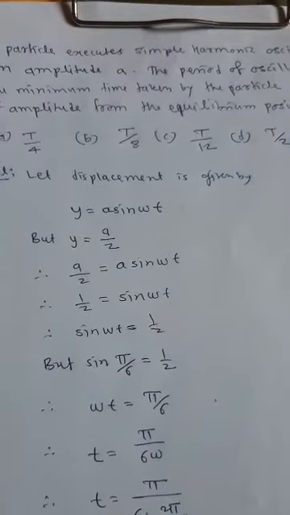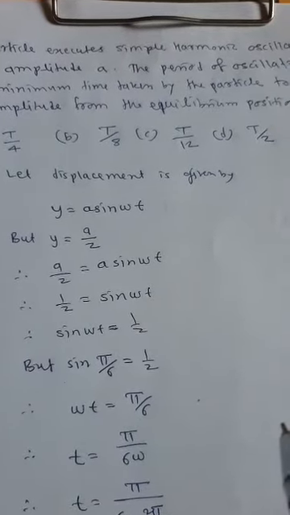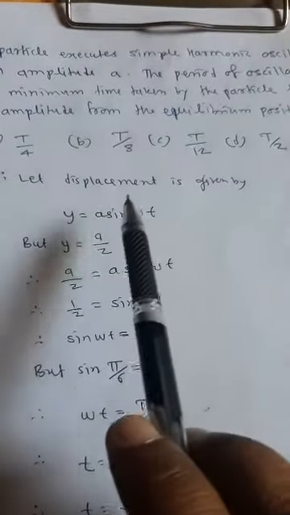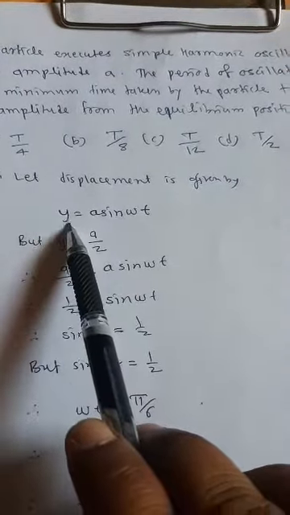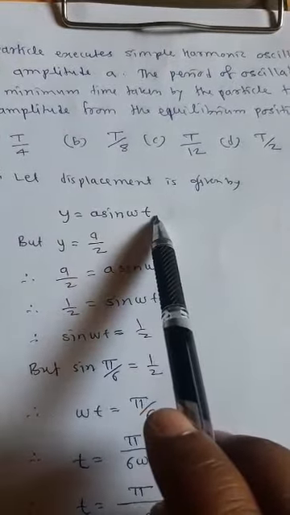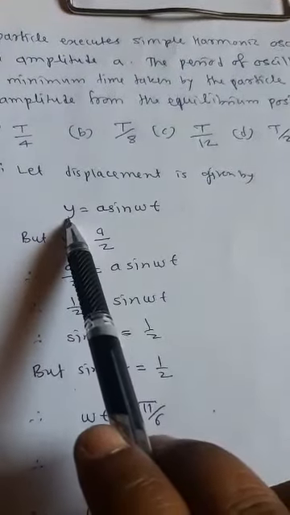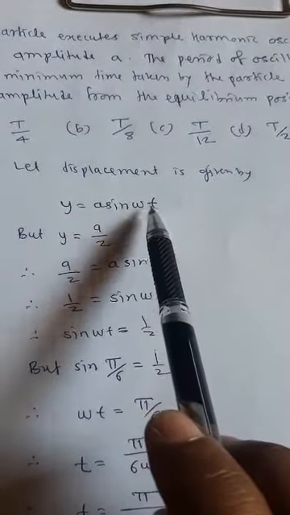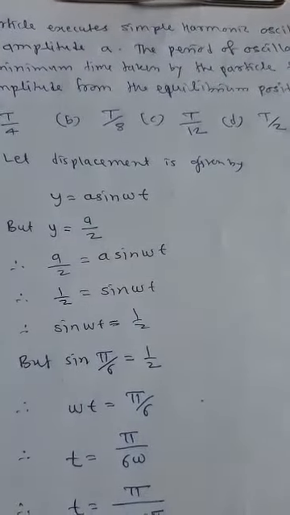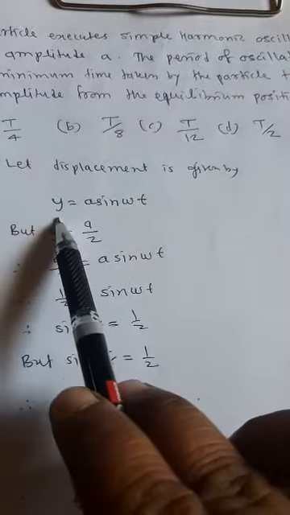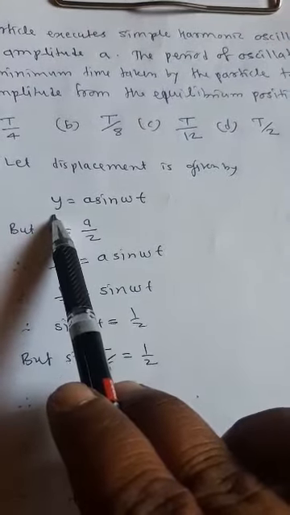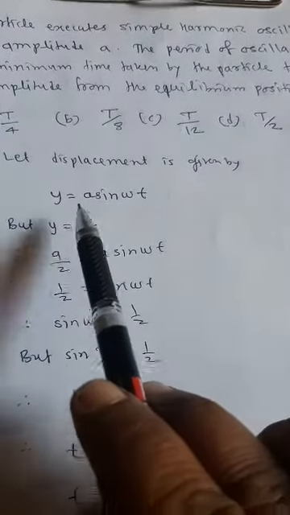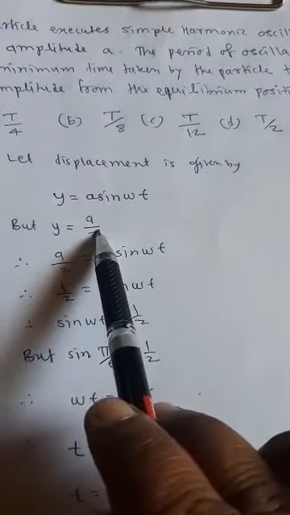When a particle performs simple harmonic motion, the displacement of the particle from its mean position is given by the equation of motion y is equal to a sine of omega t, where y is the displacement of the particle from mean position, a is the amplitude, omega is the angular velocity, and t is the time. In this case, the displacement is given as y is equal to a divided by 2, half of the amplitude.